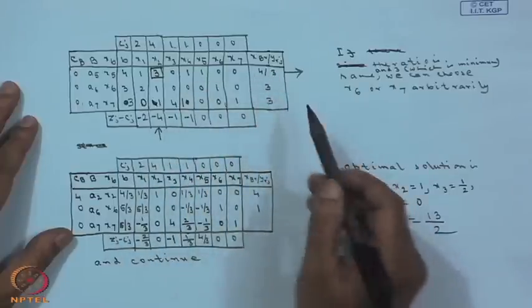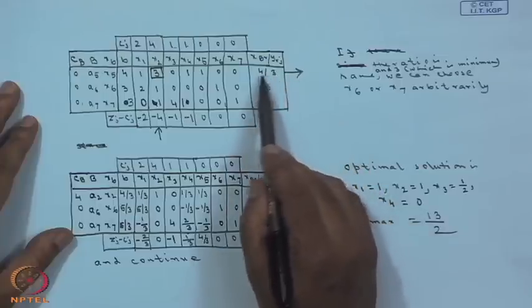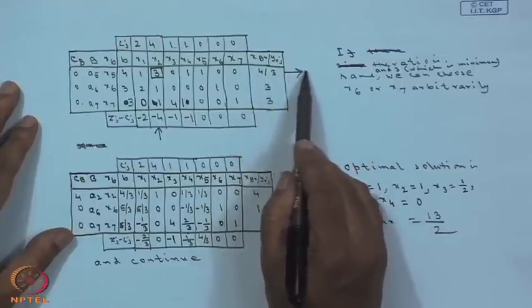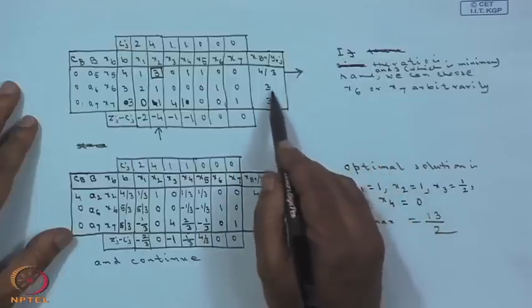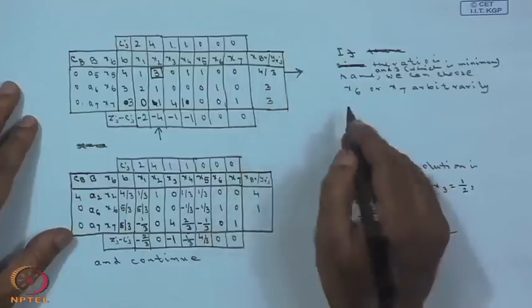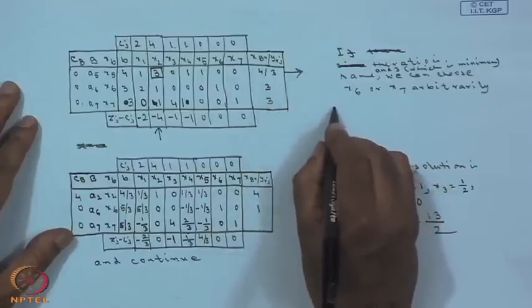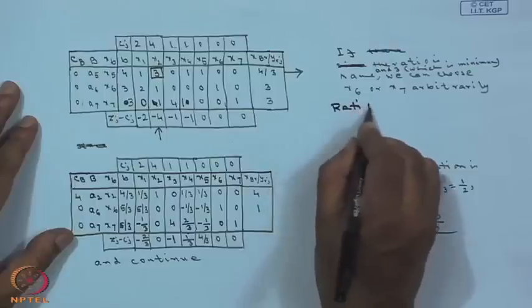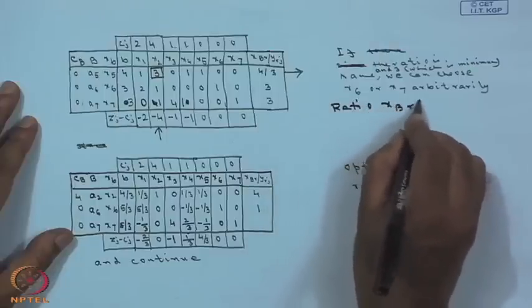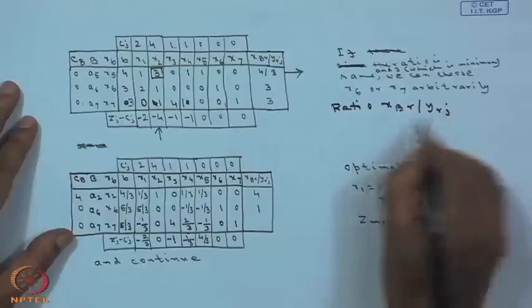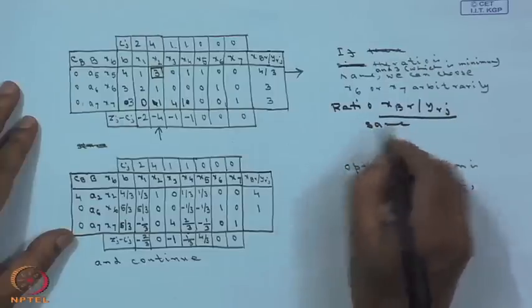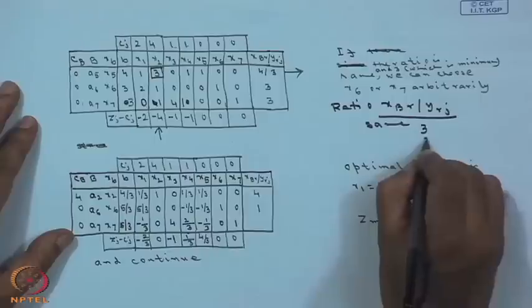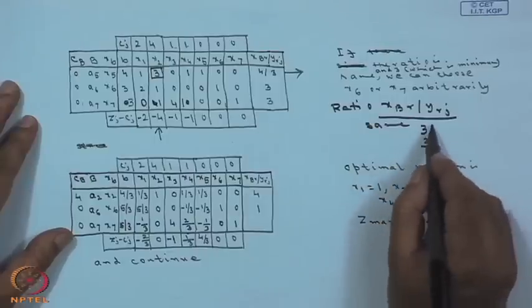If you see here, 4 by 3 is the minimum, so x5 will go out. But a situation may arise something like this, and I wanted to show you for this reason. The ratio xBr by yrj, this particular ratio, if it is the same, just like say 3 and 3, in that case various cases may arise.